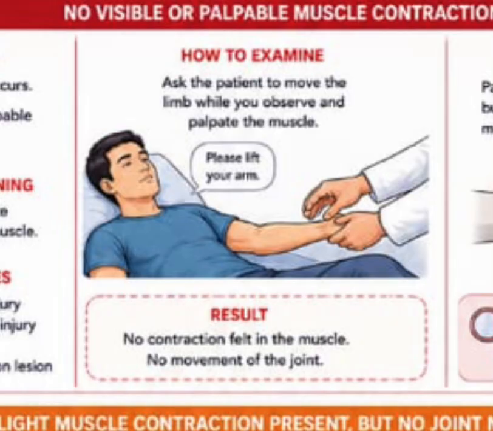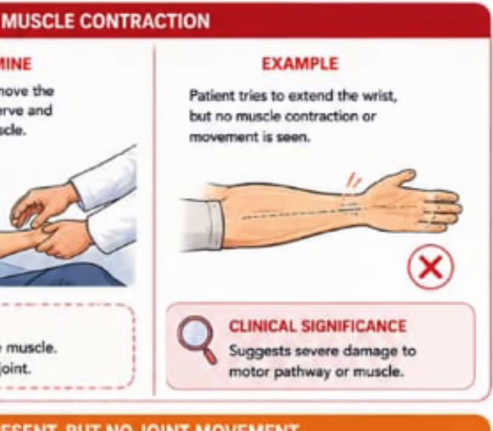Now, what will be the result if there is no muscle movement? You will see that there is no contraction felt in the muscle, and the patient cannot move the joint. For example, you tell the patient, lift your wrist, and the patient could not move it. This will suggest damage to the motor pathway of the muscle, which means the connection between the brain and that muscle is out. That is muscle power 0, because muscle power 0 means no contractions.